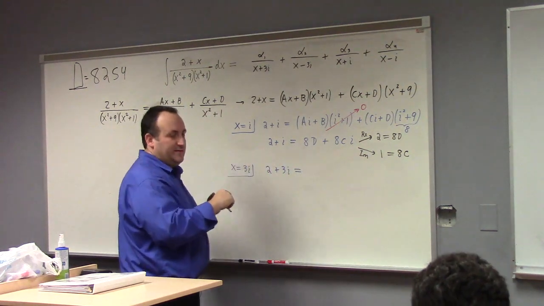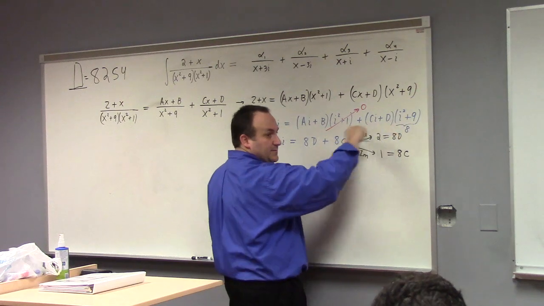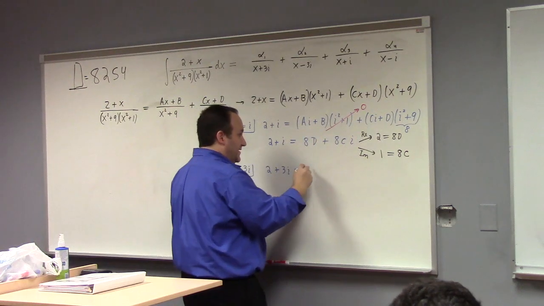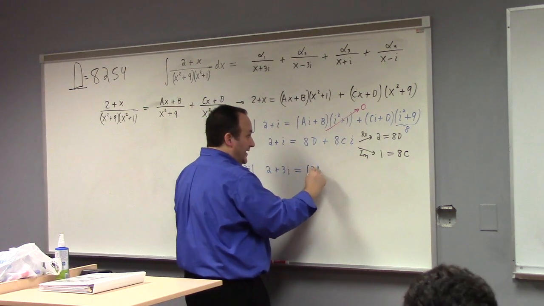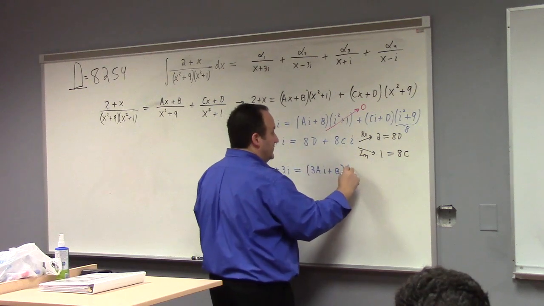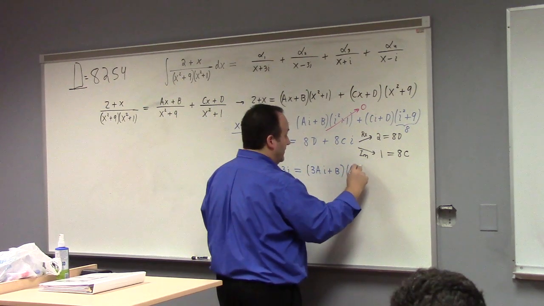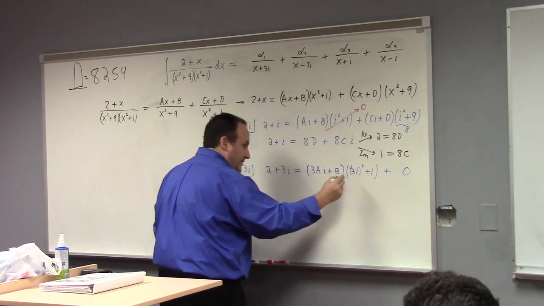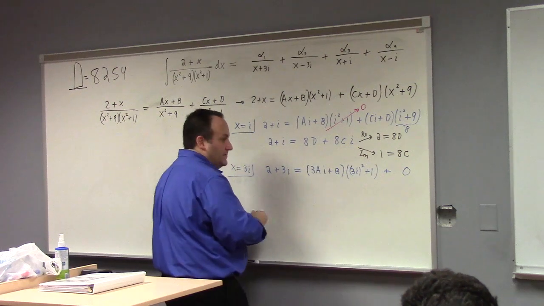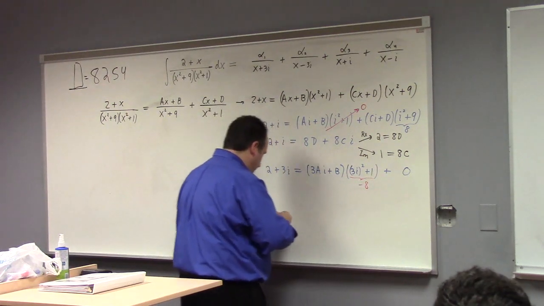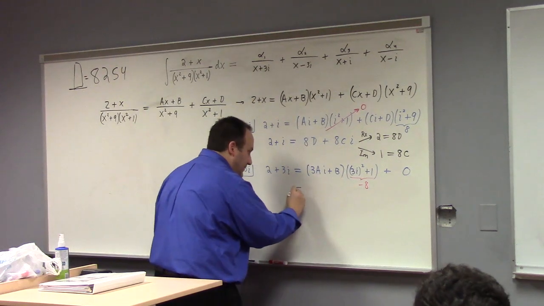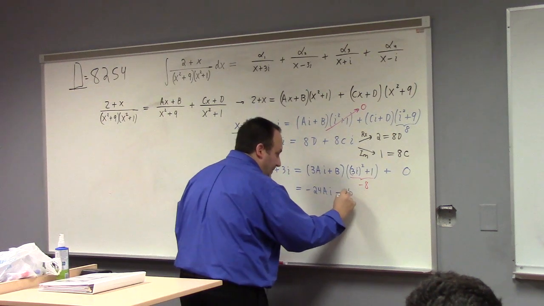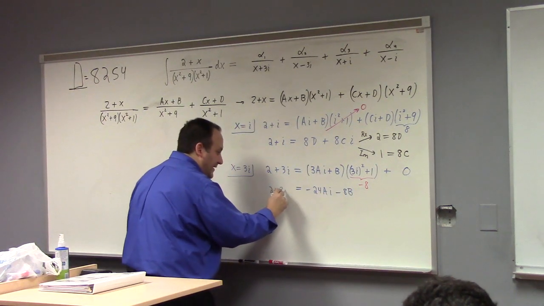I know what's going to happen this time, right? This piece is going to go to 0 because 3i squared is minus 9. Minus 9 plus 9 is 0. The other piece is going to give me 3ai plus b times (3i) squared plus 1, and the other term is 0. And what does that give me? Well, this works out to what? Minus 8, yeah. And so what we have is minus 24ai minus 8b is equal to 2 plus 3i.